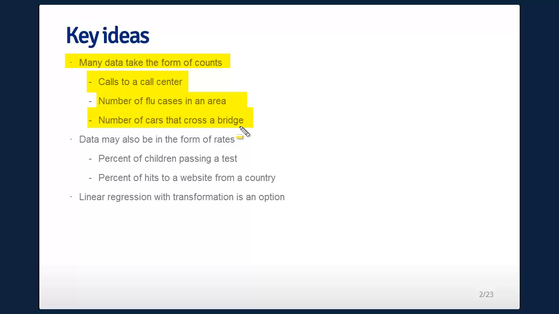I work in biostatistics, so we deal a lot with counts that are of the form number of cases of a certain sort. For example, these kinds of Poisson models are highly used in infectious disease epidemiology for modeling counts of disease outbreaks. The data may also be in the form of rates.